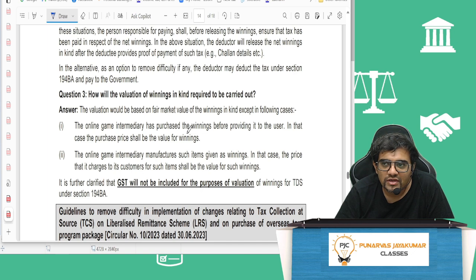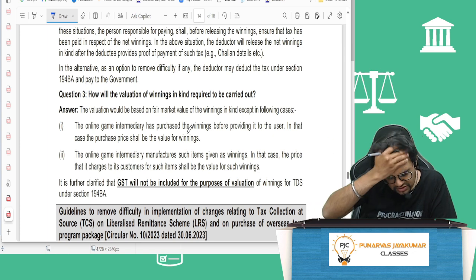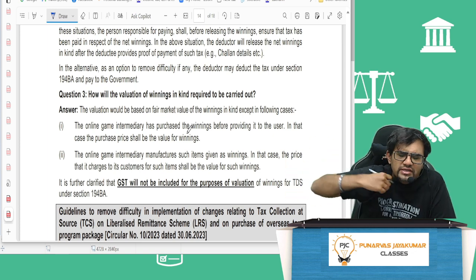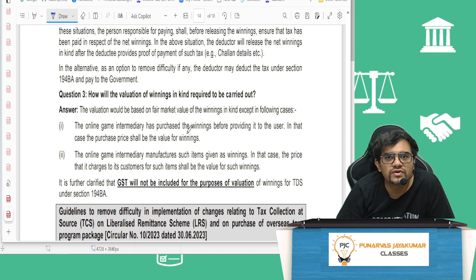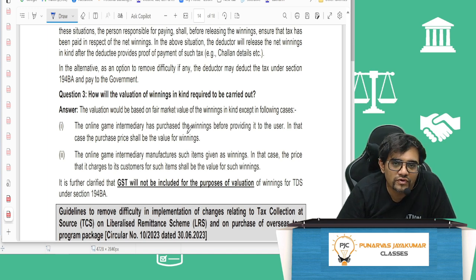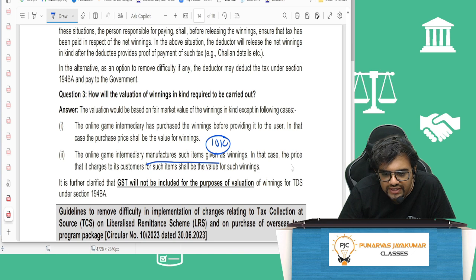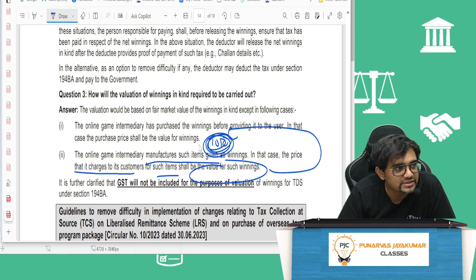Very simple. If, for example, Reliance themselves have this particular online game, Jio Cinemas, where if you predict the next thing, you will win something. Let's say they will win a Reliance Jio phone worth 10,000 rupees. What is the value of the phone? 10,000. Who is producing it? Reliance Jio only. So if the online game intermediary, Jio Cinemas, is manufacturing such an item, for example a 10K phone, then the price that is charged to the customer itself will be the value of winnings. So you have one worth 10,000. So this will be your net winnings.